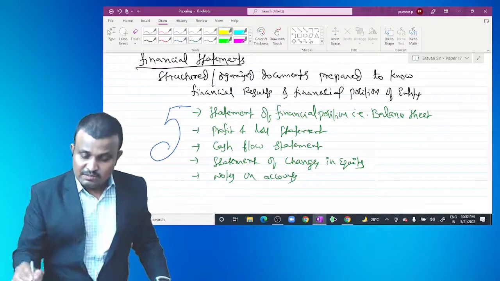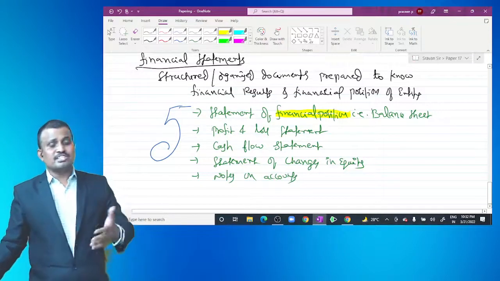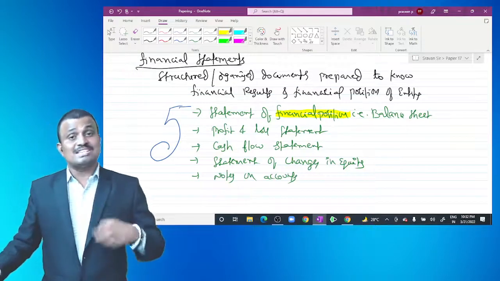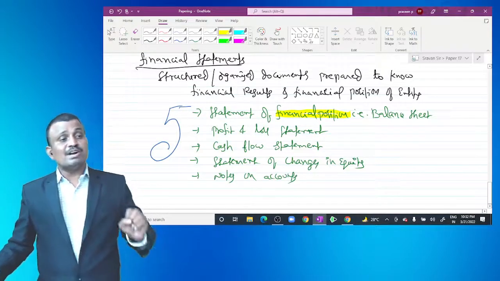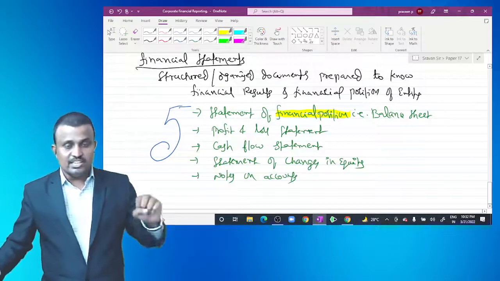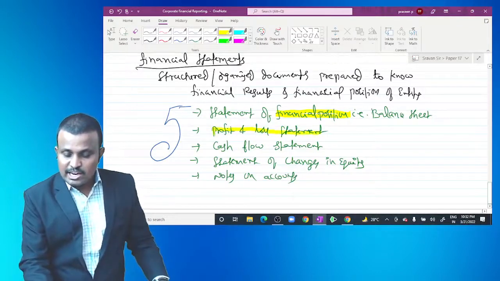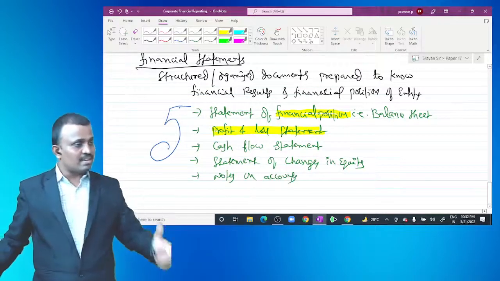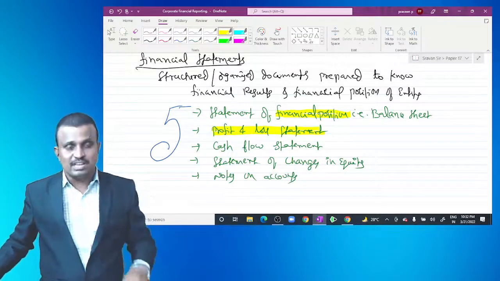So the first one is the statement of financial position, which is nothing but the balance sheet. That balance sheet is prepared by considering the assets and liability balances at the end of the year. It indicates the financial strength and financial weakness of the entity, represented in terms of assets and liabilities. Next, the P&L statement is used to show the financial result of the entity, whether it is a profit-making or a loss-making organization, that is, the profit or loss for the current year.